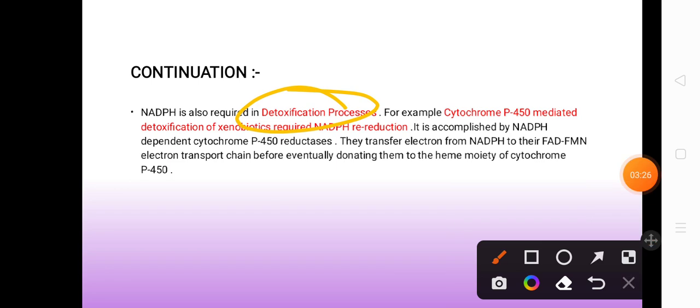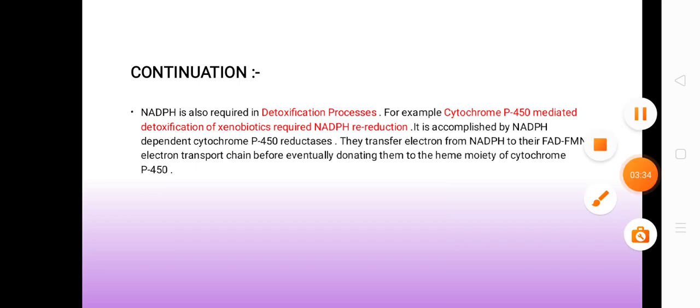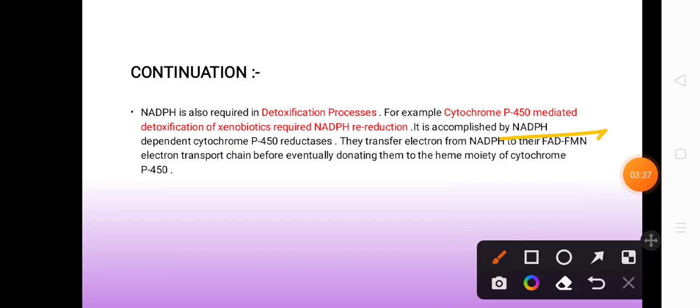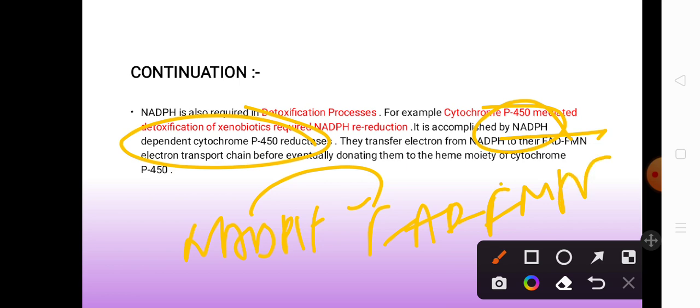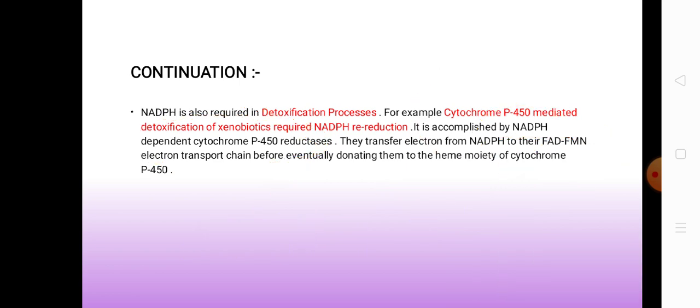One example is cytochrome P450 mediated detoxification of xenobiotics, which requires NADPH reduction. It is mainly accomplished by NADPH dependent cytochrome P450 reductase. What they do, they transfer electrons from NADPH to the FAD-FMN electron transport chain. Then it transfers those electrons to the heme moieties of cytochrome P450. Okay, that is the thing.